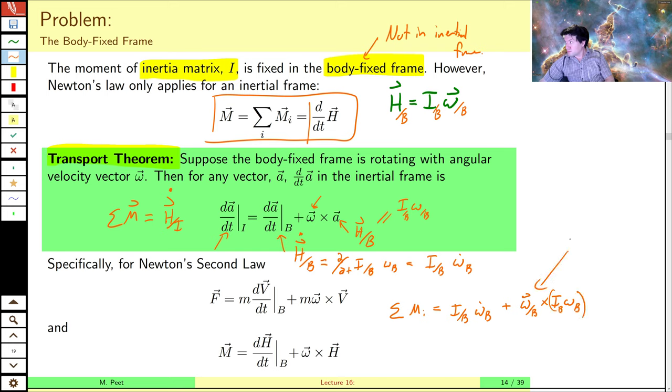And this is actually Euler's equation. We can state it all ahead of time. We'll expand it out a little bit, though, later.